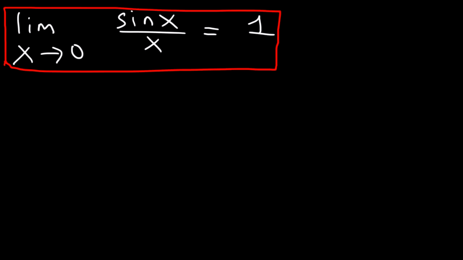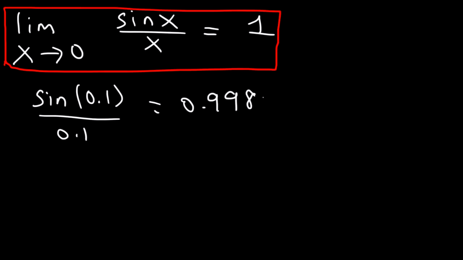A nice simple technique to evaluate any limit, if you have access to a calculator, is to plug in a number that's very close to what x is approaching. In this case, it's approaching 0, so let's try 0.1. Make sure your calculator is in radian mode, by the way. Sine of 0.1 divided by 0.1 is equal to 0.998, which is very close to 1.